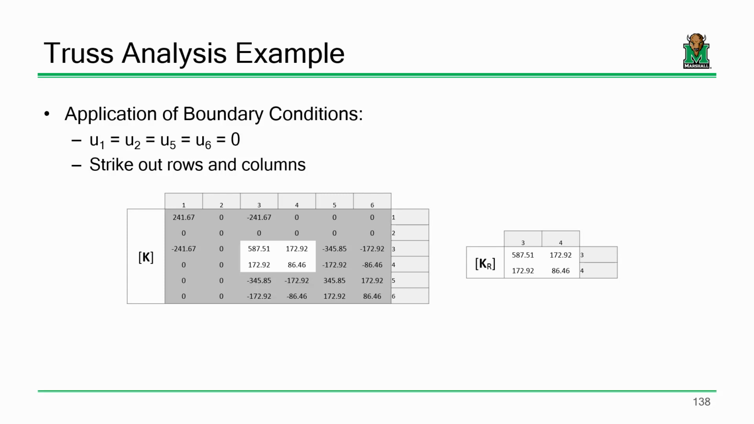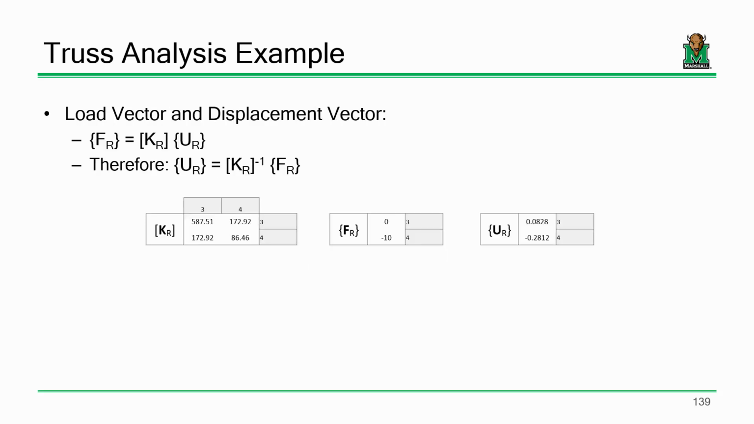Long and short of it is we take our stiffness matrix, we reduce it to obtain a reduced stiffness matrix based on the boundary conditions for the structure. We can write a force vector. Why is that negative 10? Load's going down, right? Remember that? We have a downward force, down's negative. Plug and chug.